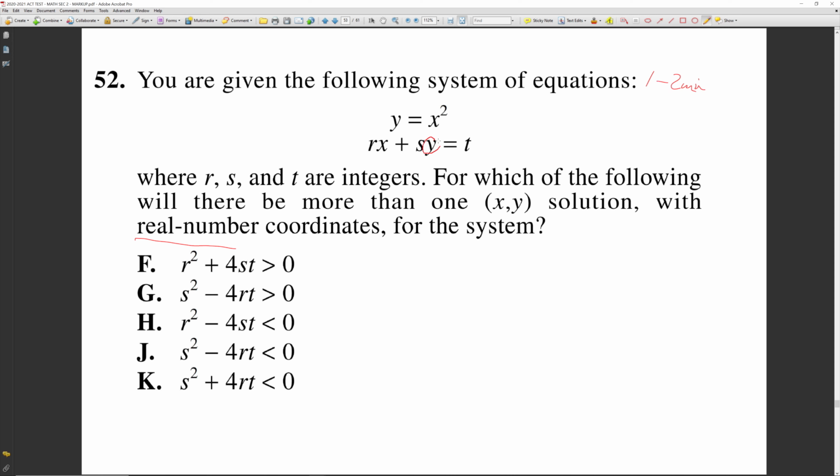So you have a y here and you have a y here. So let's plug in x squared into here. So I have rx plus sx squared is equal to t. So let's reorder this into our standard quadratic equation. So I have sx squared plus rx minus t is equal to 0. Because I don't have any values here and we're just told that they're integers, we need to figure out what we need to do here.